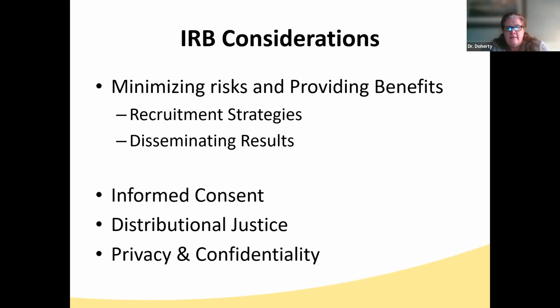The IRB is looking at distributional justice. Are the risks and benefits appropriately outlined, and is the community that is taking on the risk also the community that is going to benefit from the research results? And privacy and confidentiality. Privacy of the research participant, the data, and the confidentiality all need to be outlined so that the community is protected in their ongoing participation in the research.